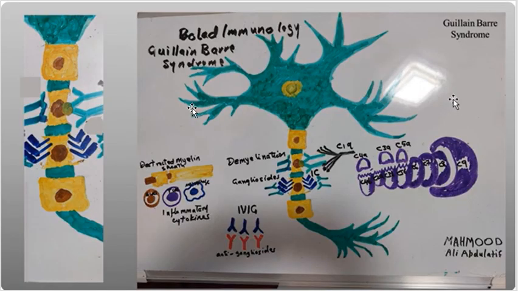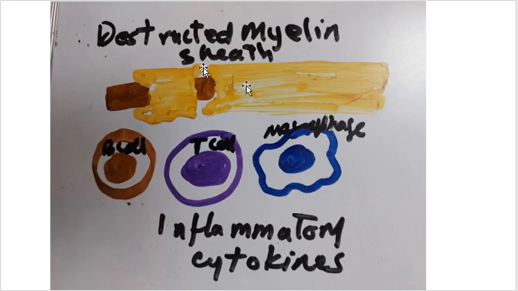Also, in case of Guillain-Barré syndrome, the immune complexes are formed from antibodies to gangliosides. So these anti-gangliosides, when they bind to the gangliosides, lead to formation of an immune complex which activates the classical pathway and leads to destruction of the myelin sheath of the nervous fibers, maybe sensory or motor nervous fibers. And as can be seen here, these are destroyed myelin sheaths due to immune complexes and complement.